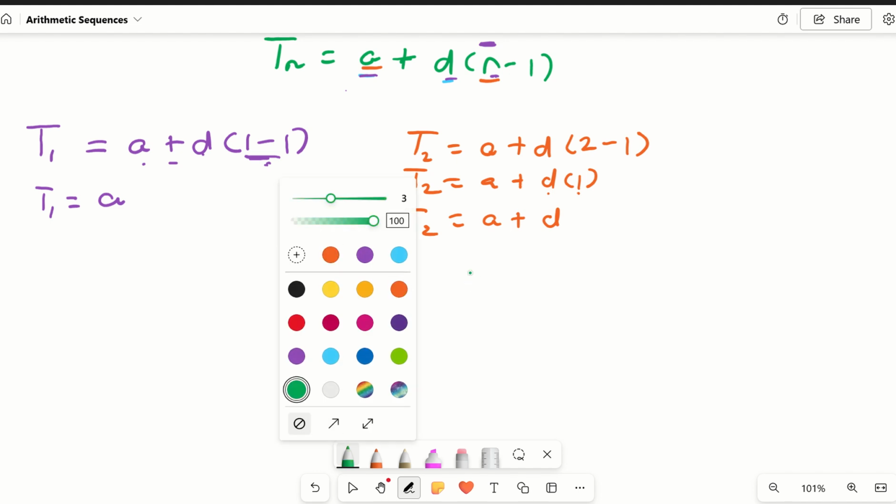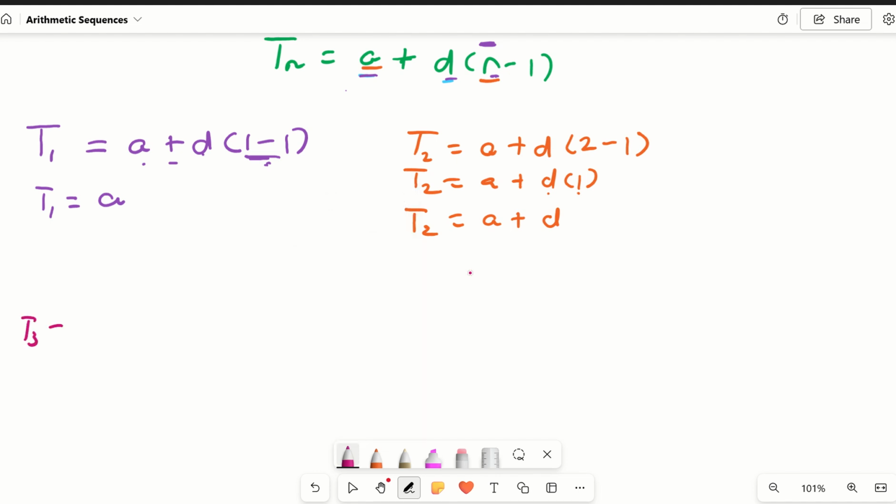Let's go to T3 now. Let's see what we get. T3, we do the same thing there. A plus D, and in place of the N, I put 3.